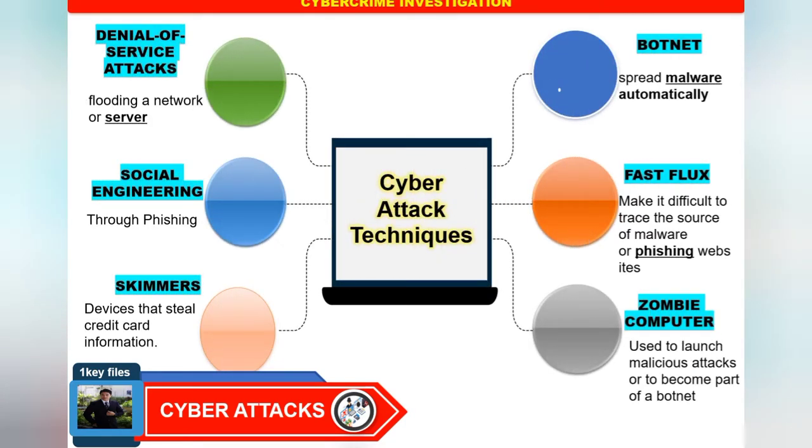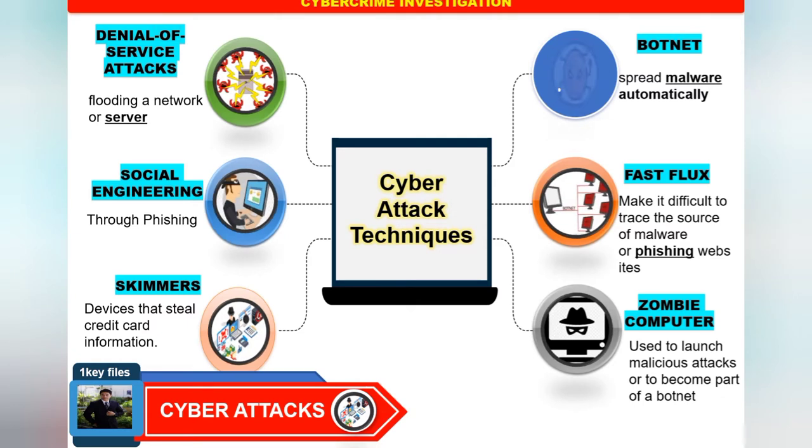Here are a few types of attacks cyber criminals use to commit crimes. First, we have the botnet, a network of software robots or bots that automatically spread malware. Second is the fast flux. It is moving the data quickly among the computers in a botnet to make it difficult to trace the source of malware or phishing websites.